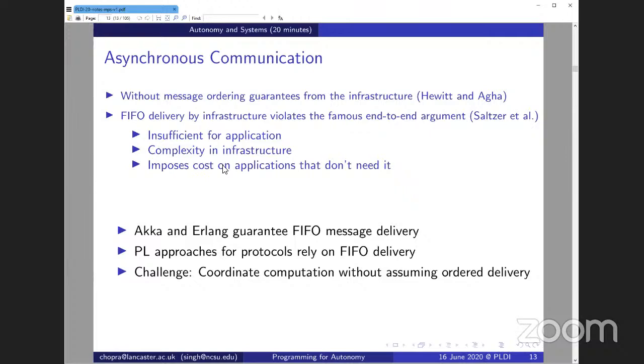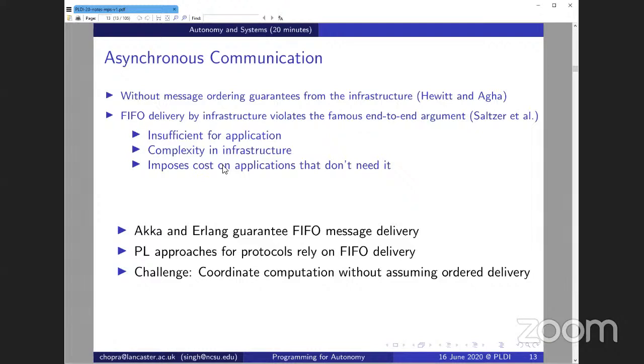A theme that comes up frequently in our discussion today is that of asynchronous communication. The classical works, like actor programming from the 1970s and 1980s by Hewitt, and the work on the end-to-end argument of Saltzer, which was published in the 80s, but actually some of the ideas they referred to were by other people, going back to the 60s, are at the heart of the internet architecture.